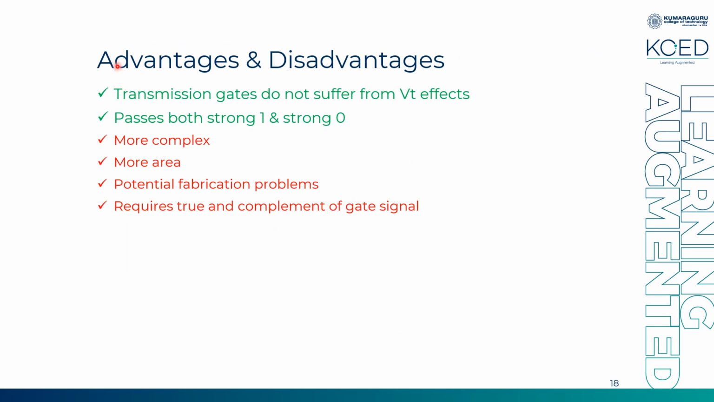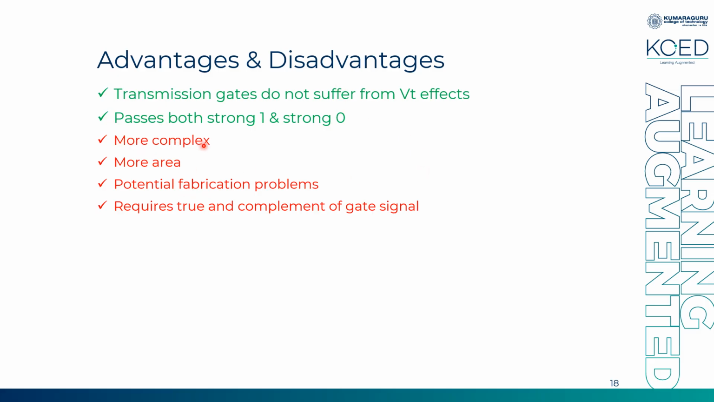So in this we will see some of the plus and minus points of transmission gate logic. So as we know already, there is no VT effect or threshold degradation over here. You get a strong 1 and strong 0 as the output, because you have both NMOS and PMOS coming to the picture. You have no degradation in your outputs, and it is more complex and it is taking more area.